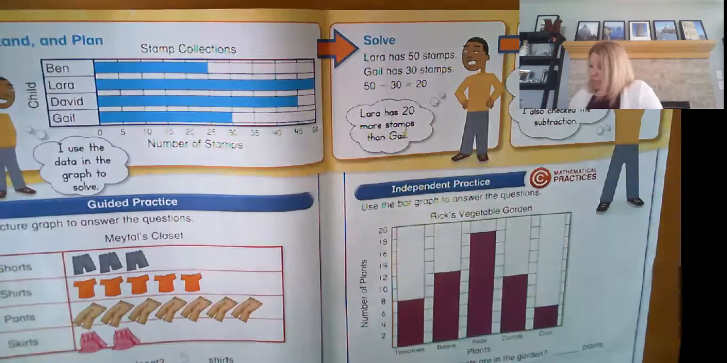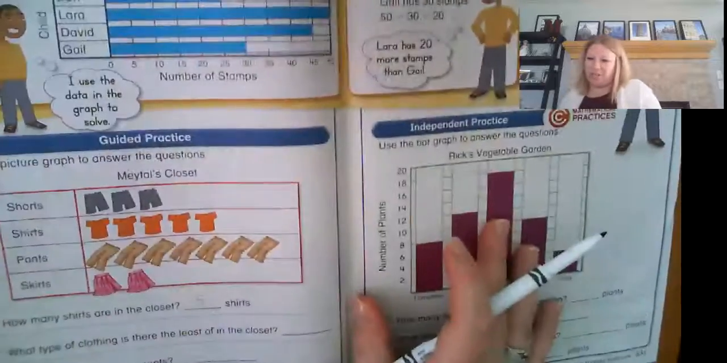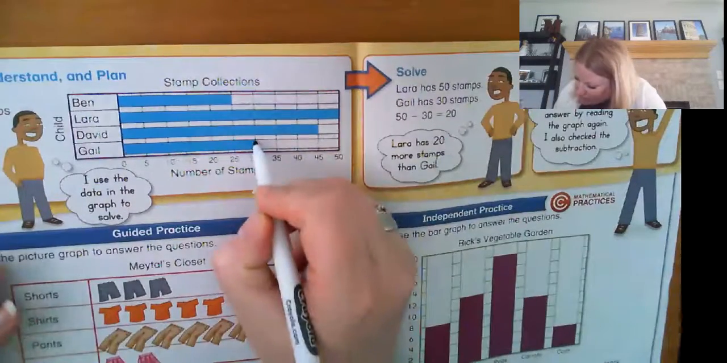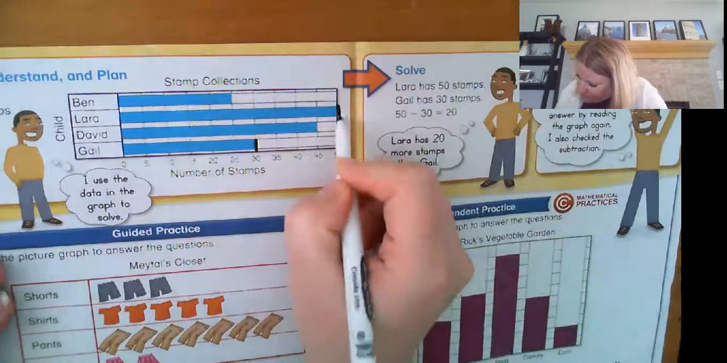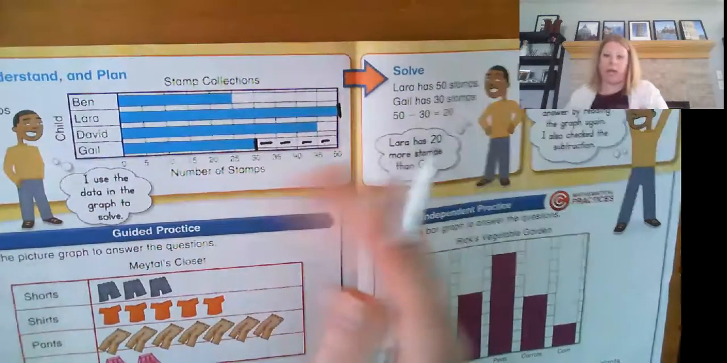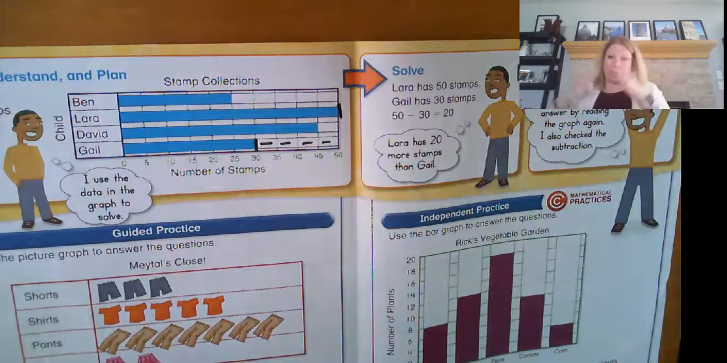Another way, and well, then he says, I checked my answer by reading the graph again, and I also checked the subtraction. And you can do that too. You could count up by using your graph. So I know that Gail's here at 30 and Laura's here at 50. So I know that's a difference of 5, 10, 15, 20. So you can count up. You can just look at how the bars compare and use your own method, whether it be subtracting, counting on, mental math, whatever it may be.